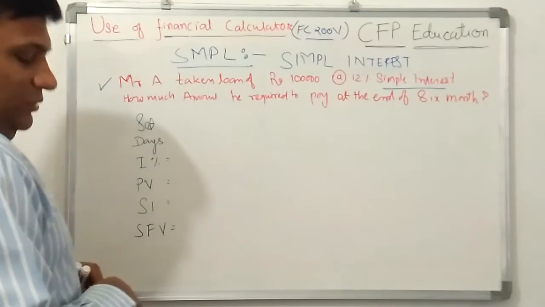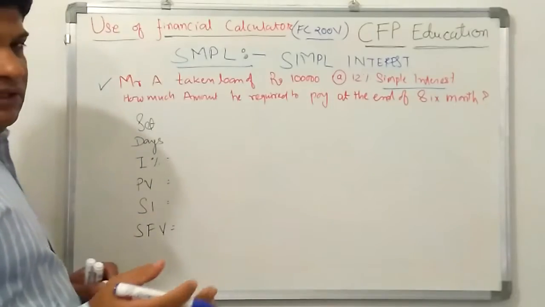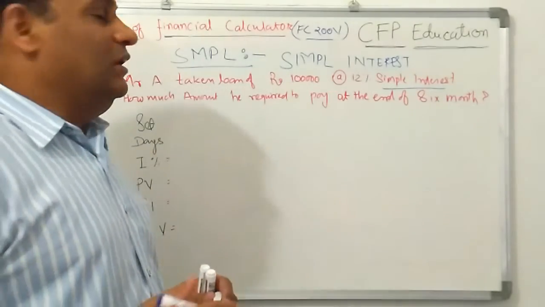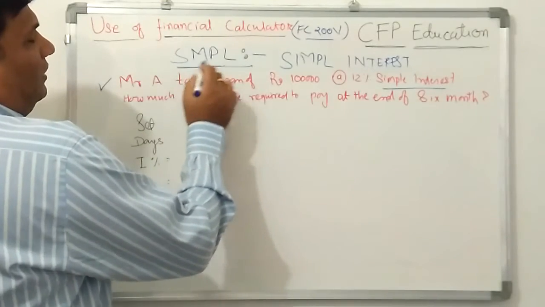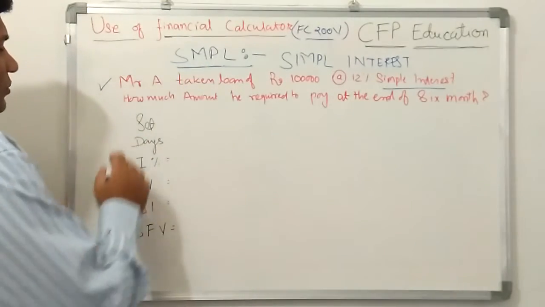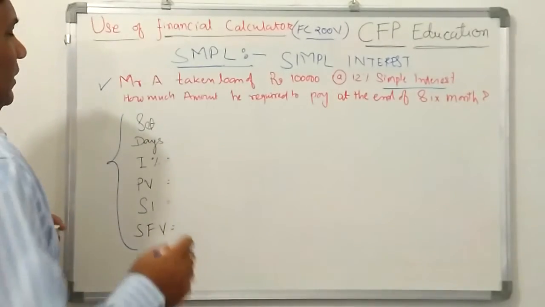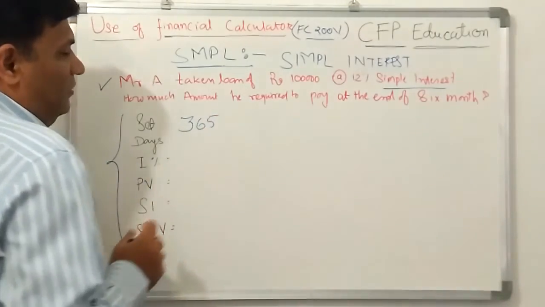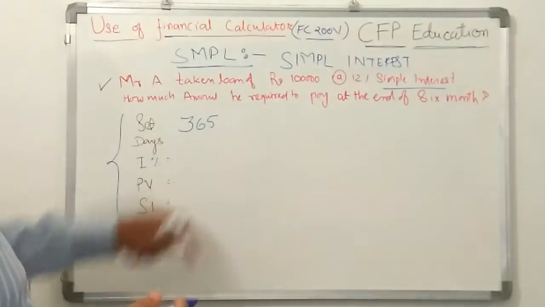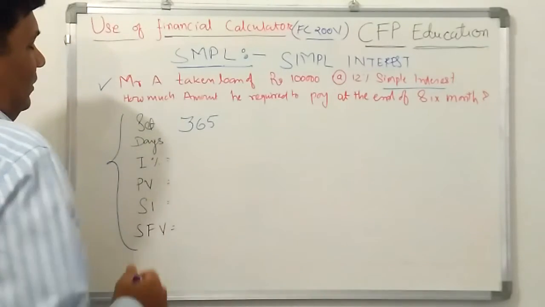calculate through the use of the phone. First of all, clear all the data as earlier mentioned. Then click the SMPL button. So you get this particular menu. Here we have to choose 365 days. How many days of the year? So 365 days. Okay, take it as the default.